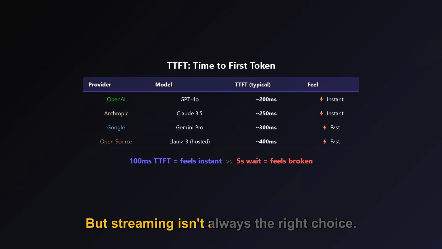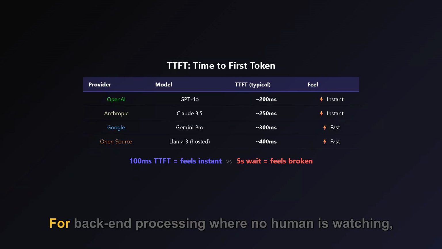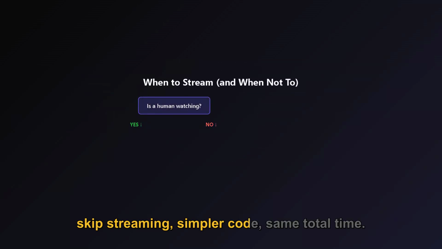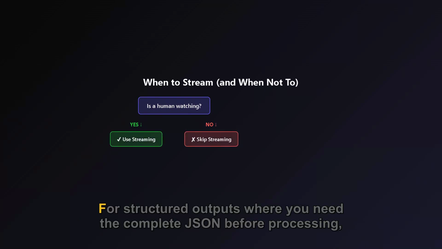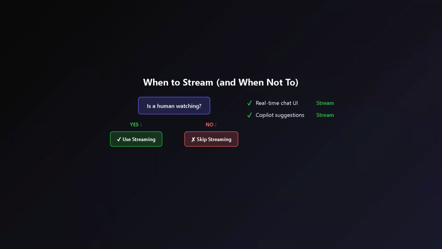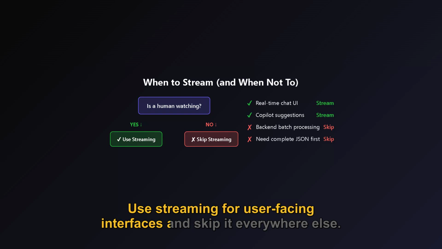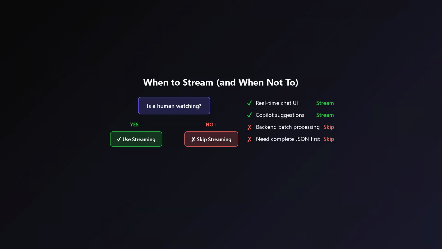But streaming isn't always the right choice. For back-end processing where no human is watching, skip streaming: simpler code, same total time. For structured outputs where you need the complete JSON before processing, non-streaming is cleaner. Use streaming for user-facing interfaces and skip it everywhere else.